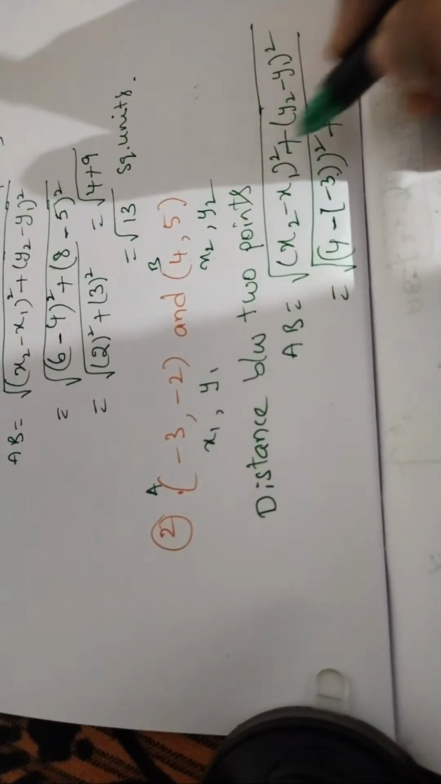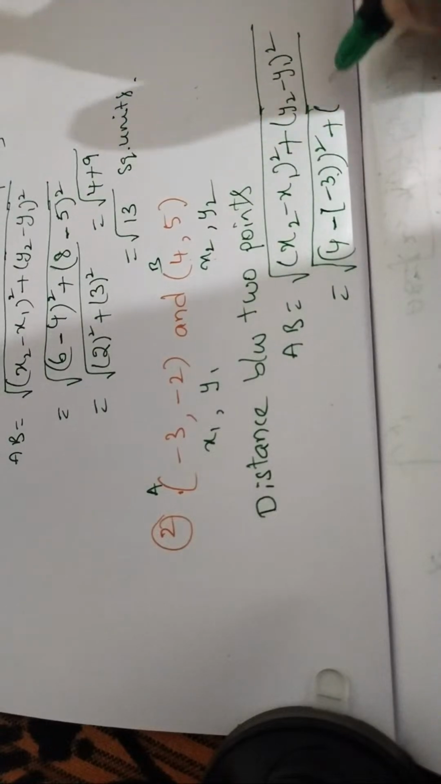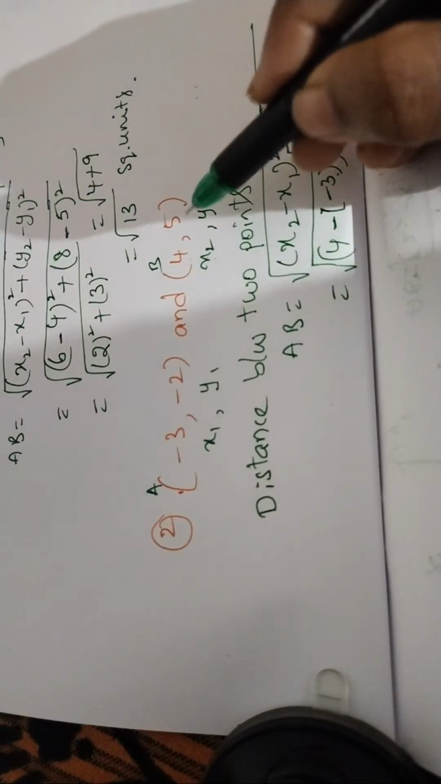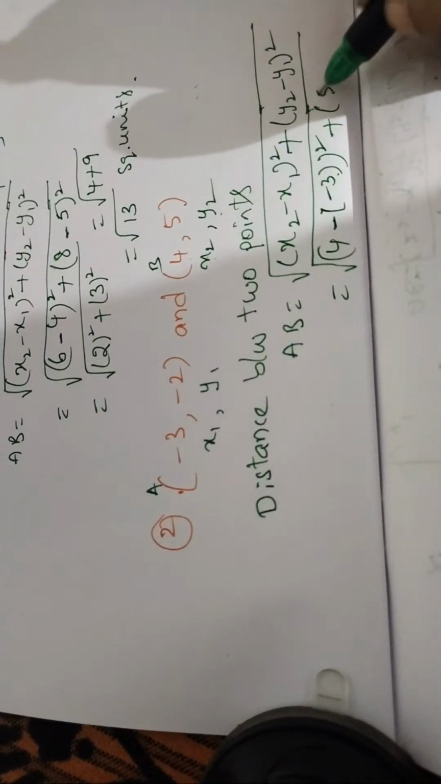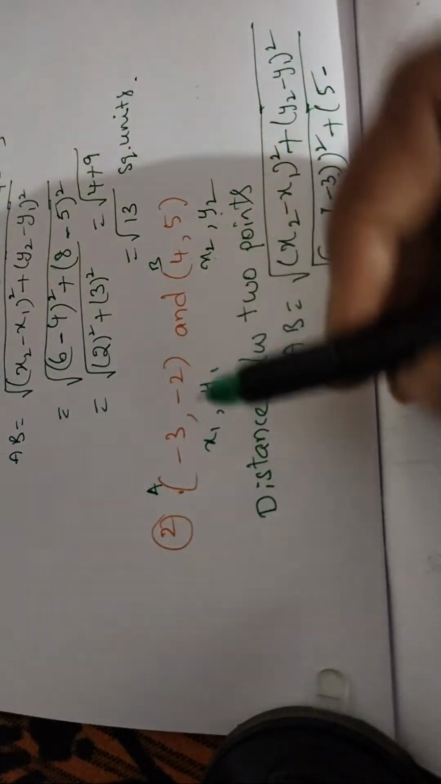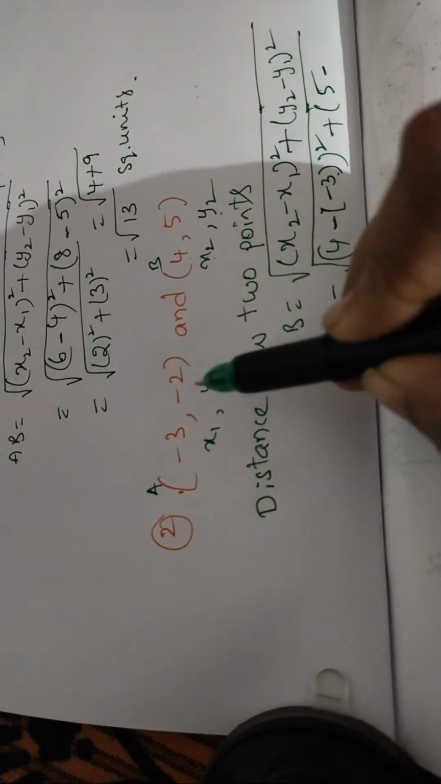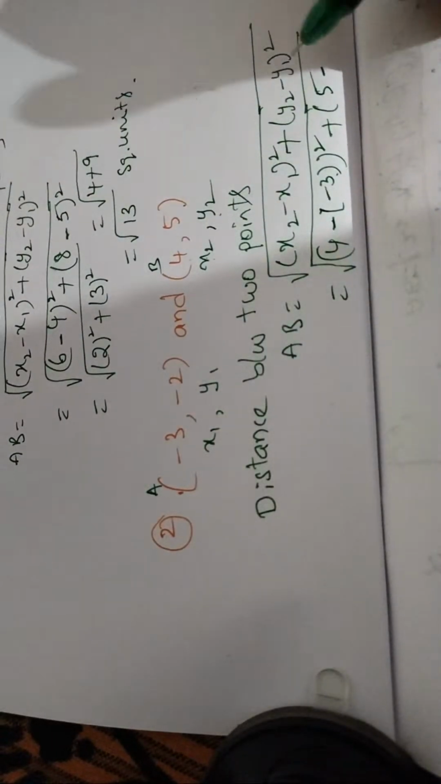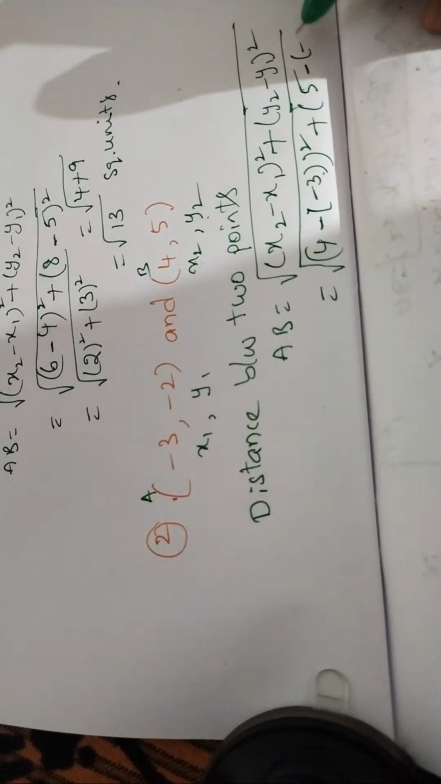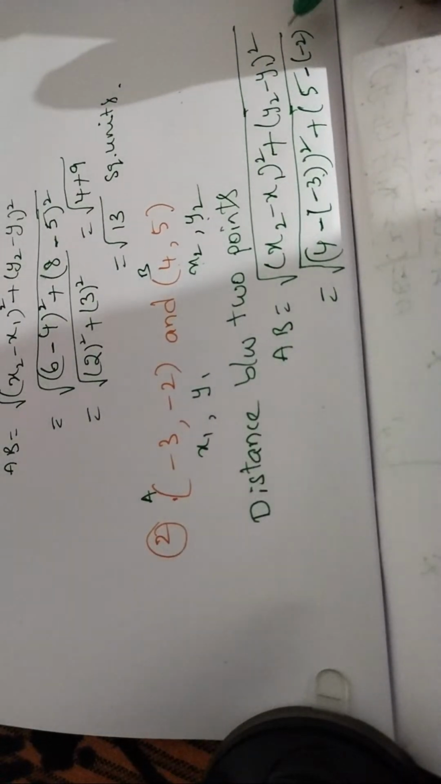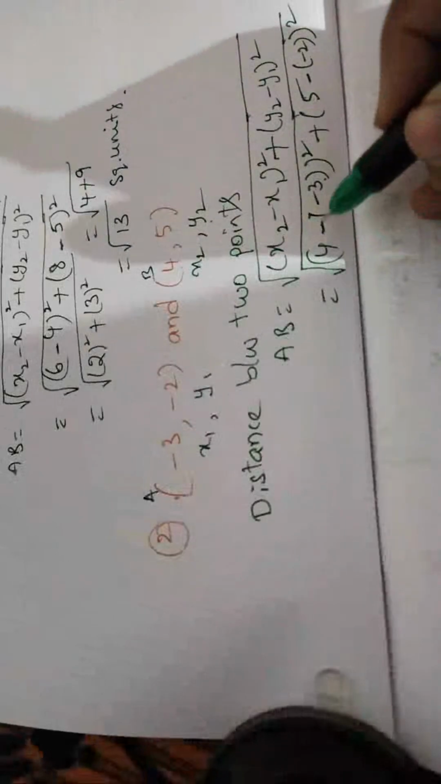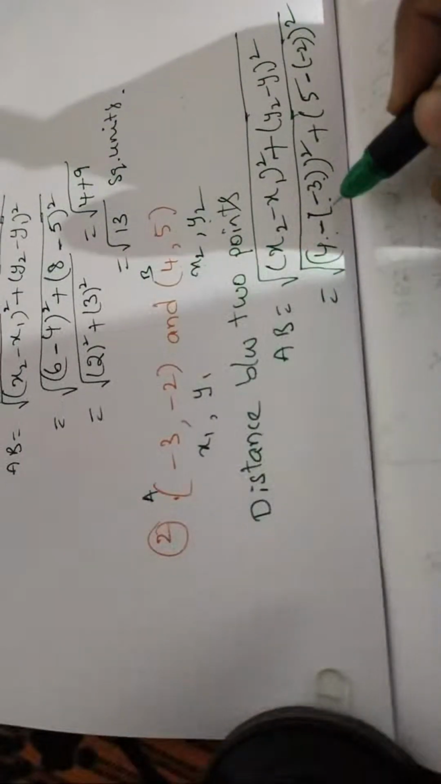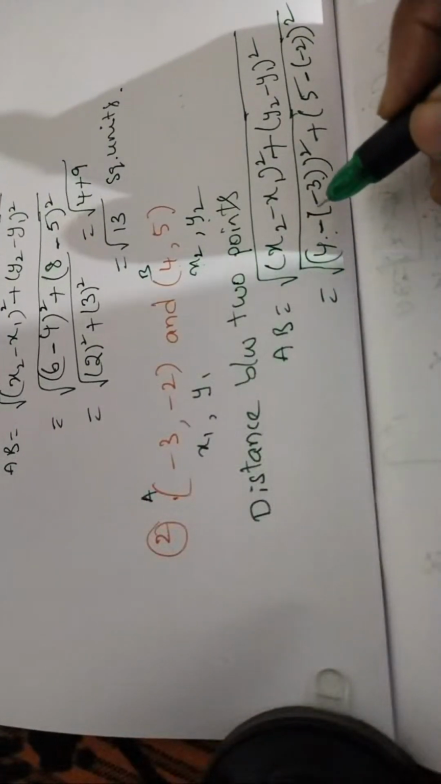Here the square stays as it is. Next y2. What is y2 here? 5 is the y2. 5 minus y1. What is the y1 here? Minus 2. So keep a bracket for that minus, whole square. Next, write minus into minus in brackets according to the BODMAS rule.